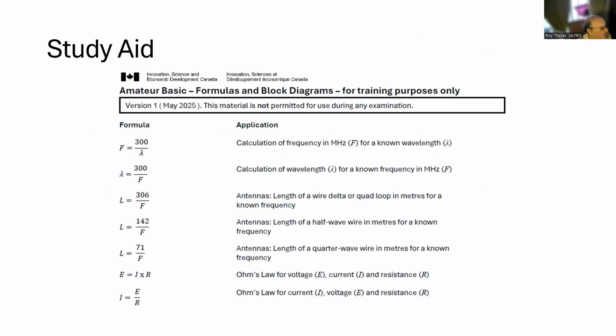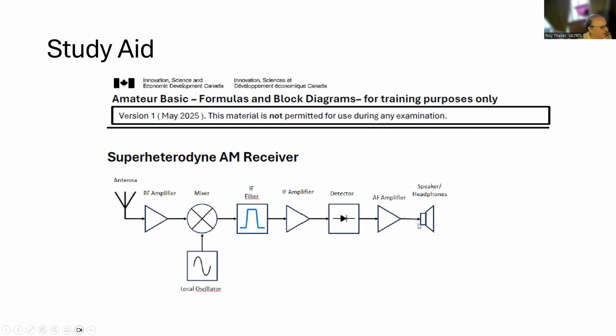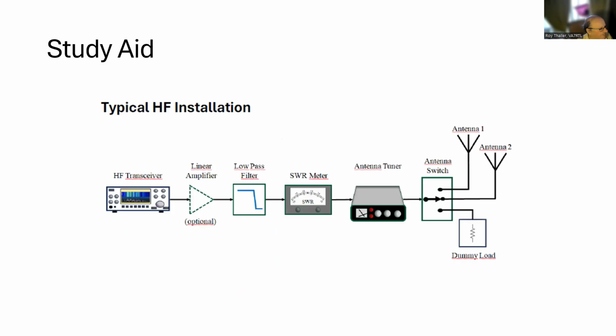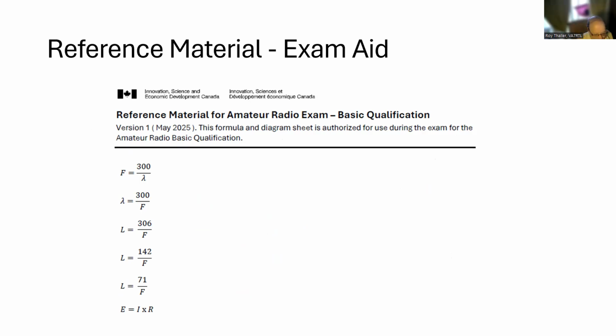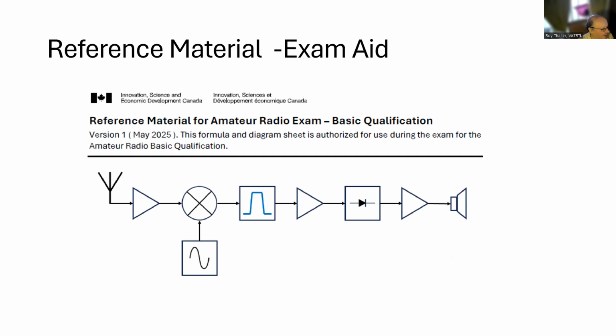So if you look here, this is, for example, the study aid, and the first five questions all have to do with frequency and with antennas. So it would be useful if you know these formulas. Well, you can bring the sheet in. So your study aid will tell you what the formula is, and then the aid you can bring into the exam. So this is the study aid, and it's all labeled, for example, here too. But when you bring it, the reference material, which will be provided in the exam, doesn't give you the words. So it'll give you the same diagrams, but no words.